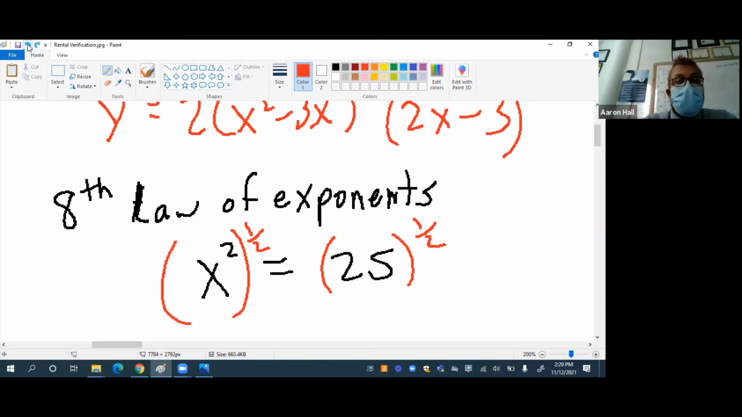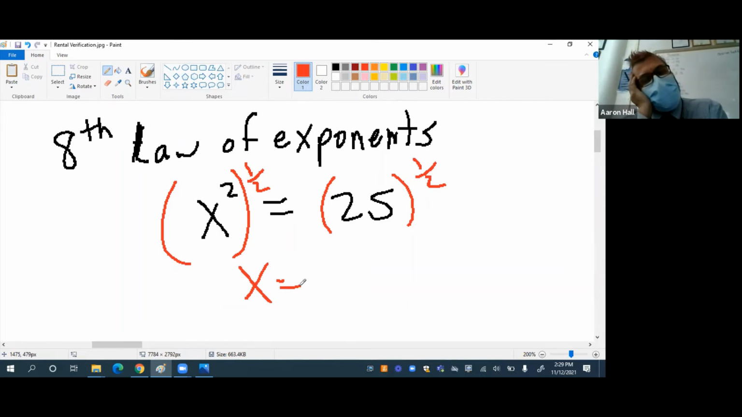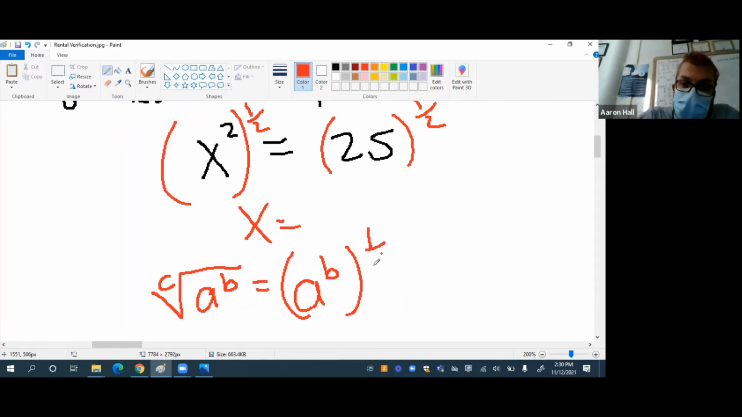Yeah, just x. So that's another way of solving for this. A square root is the same thing as a fraction exponent. So we have a law that says if I have the cth root of a to the power of b, I can rewrite this as a to the power of b to the power of 1 over c, which is a to the power of b over c.